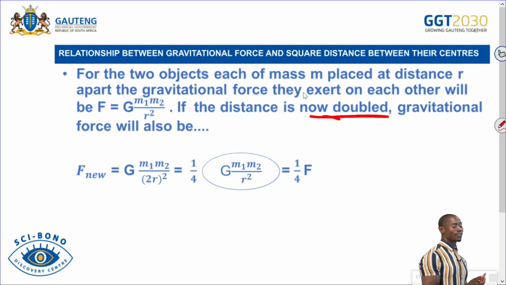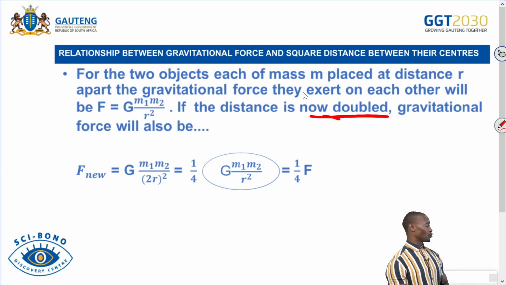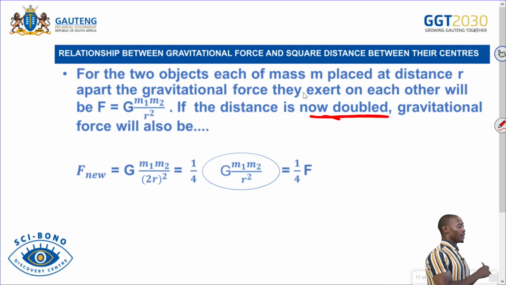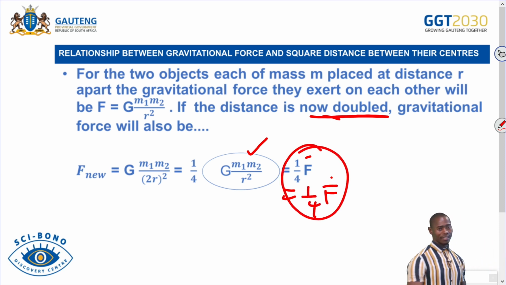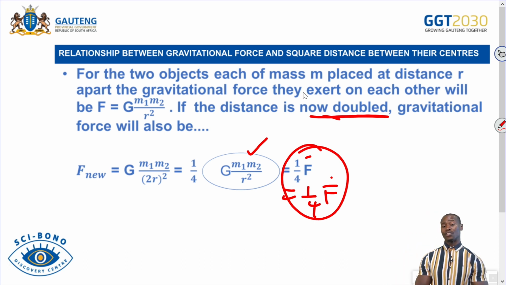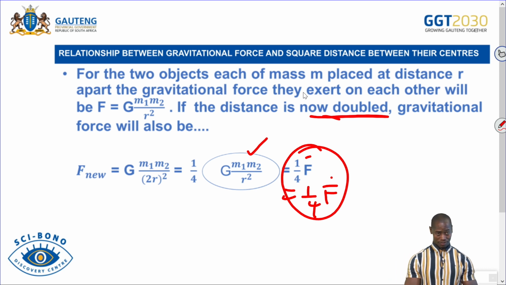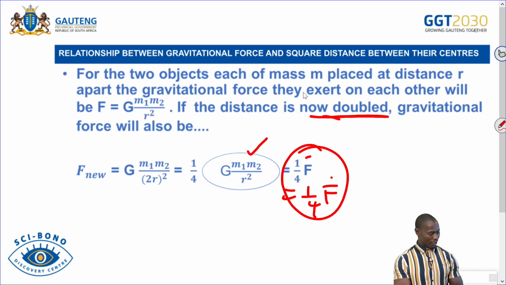Then we'll have 1 over 4. Where is this 4 coming from? It is 2 to the power 2, which is 4. Then it will be 1 over 4 G m1 m2 over r squared. And what is this G m1 m2 over r squared? It is F. So it will be 1 over 4 F. All right. So that is the mathematical relationship. And mostly you get such questions in your multiple choice questions, whether it's grade 11 or grade 12, you can get such questions.